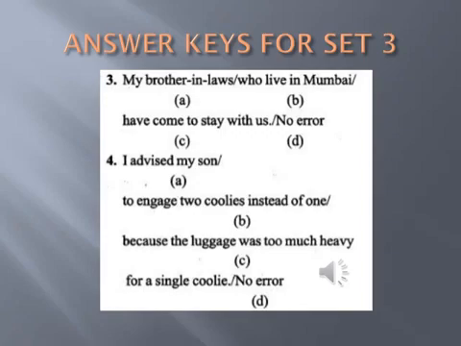My brothers-in-law. Second question, that's the fourth one. I advise my son to engage 2 coolies instead of 1 because the luggage was too much heavy for a single coolie. It has to be too heavy, not too much heavy, because both are referring to that it is quite heavy. It is very heavy. So therefore, too heavy for a single coolie. So therefore, the answer is C.